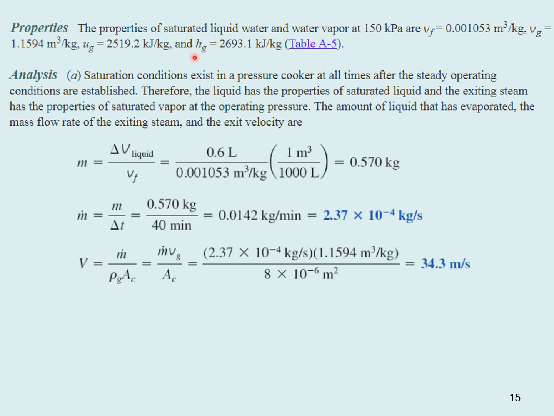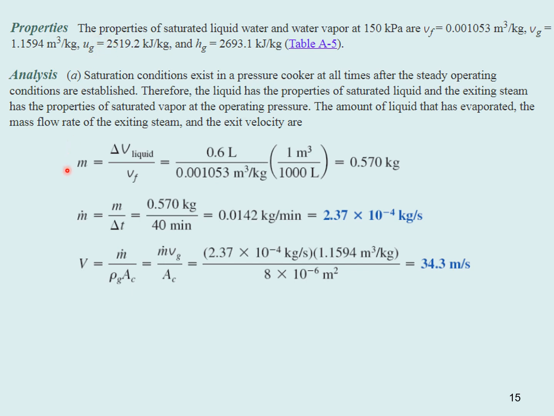So here we can look up the properties. We're dealing with water, so it's a saturated liquid-vapor mixture. At 150 kilopascals, we can look in the property tables, and we can find the specific volume, VF, and the specific volume, VG. We can find the UG value. We can find the HG value. Again, these are right out of the table. And we'll need this in part B.